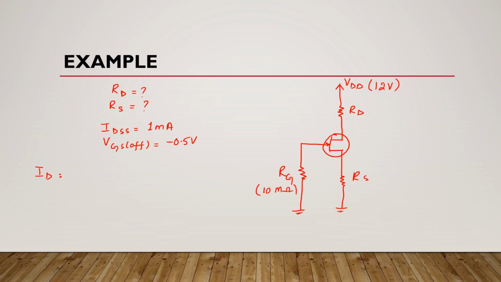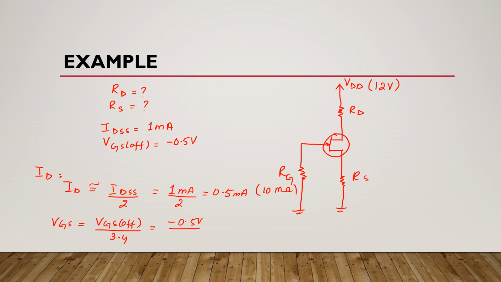We know that for midpoint bias, ID is approximately equal to IDSS divided by 2. It means it is equal to 1 milliampere divided by 2, which is equal to 0.5 milliamperes. And again for midpoint bias, we know that gate to source voltage is equal to cutoff voltage divided by 3.4. Here cutoff voltage is minus 0.5 volts, and after solving this you will get minus 147 millivolts. So this is the value of gate to source voltage here.